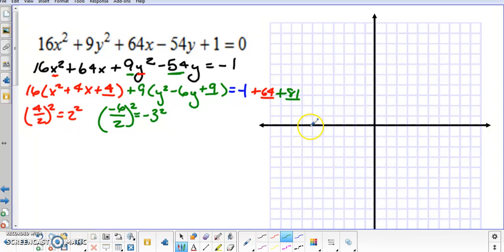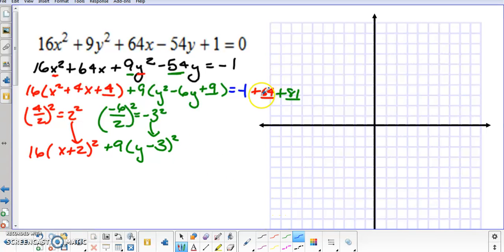Okay, so now what I've got to figure out next is what's going to go in my parentheses. So I've got a 16 on the outside. Inside here, I've got an x plus 2 squared, and that's because that's a 2. And then on the inside here, in this bubble, I've got a y minus 3, because this is a negative 3 squared. And when I combine these together, 64 plus 81 minus 1, that gets me 144.